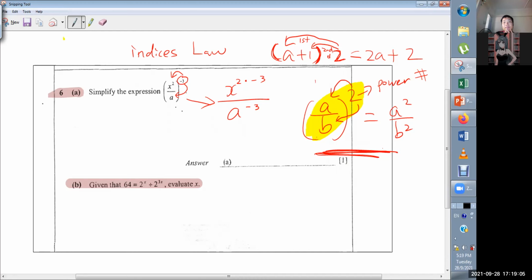Yeah, but what happens to the 2 and the -3? Do I -3, or do I square first, then square the -3? Very good. Now, can I ask you, what do you think? This is A to the power of 2 or A plus 2?